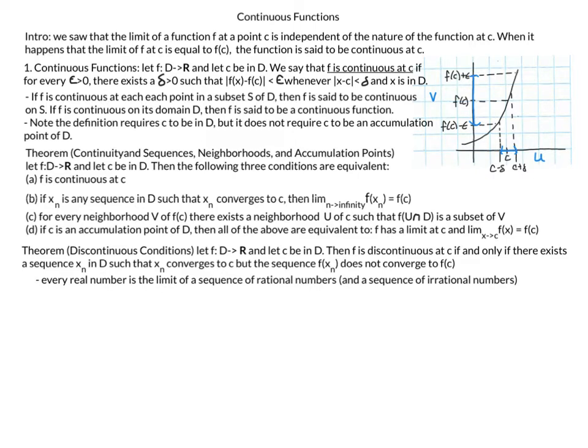So just looking at this theorem here, actually part B, you're not going to necessarily use so much, because this involves showing something is true for any sequence, or all sequences, in other words. So that's a hard thing to show. However, the negation is exactly what this discontinuous conditions theorem is about. So the negation of this is what you use to show that something is discontinuous.